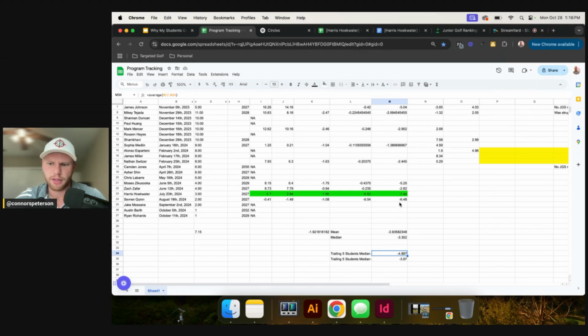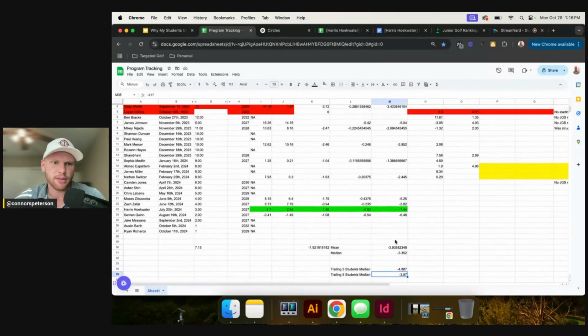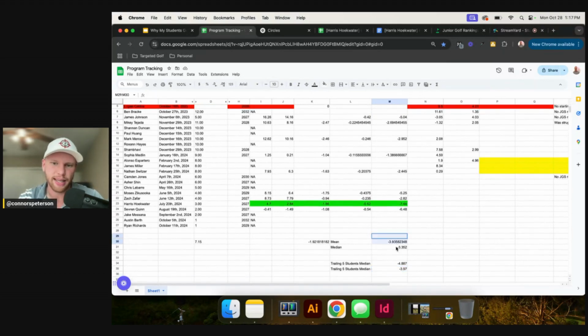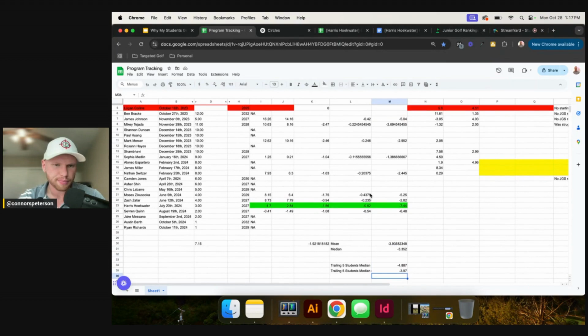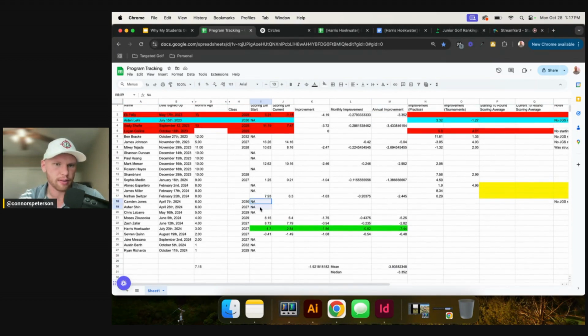And there's also the mean, right? So the mean average is almost 5 shots, and the trailing median, which tends to be a little bit more conservative, is right around 4. So if I'm looking at this as a coach, I can say I feel good about myself as a coach that my students are moving in a positive direction, because I can point to data that proves that.